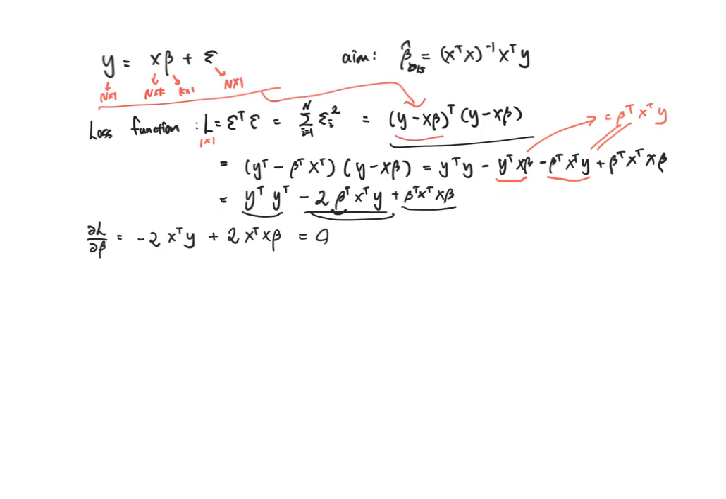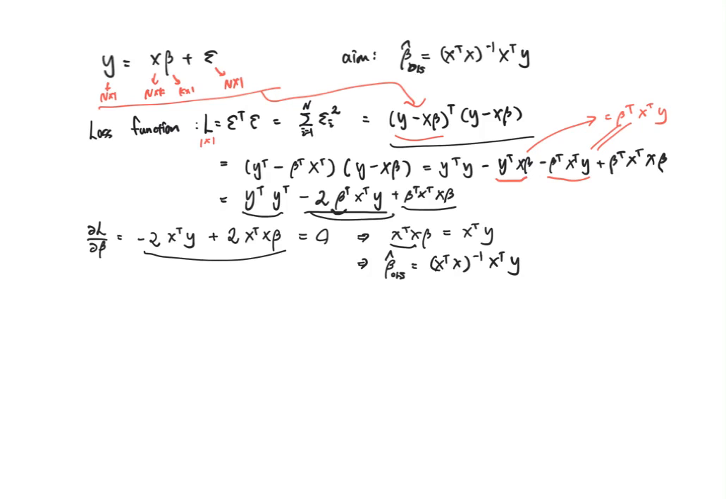And I want to find the beta that makes this equal to 0. This gives x transpose x beta equals x transpose y. And if you multiply by x transpose x inverse, then beta equals x transpose x inverse times x transpose y. And this is called the OLS formula. So we have derived the OLS formula.